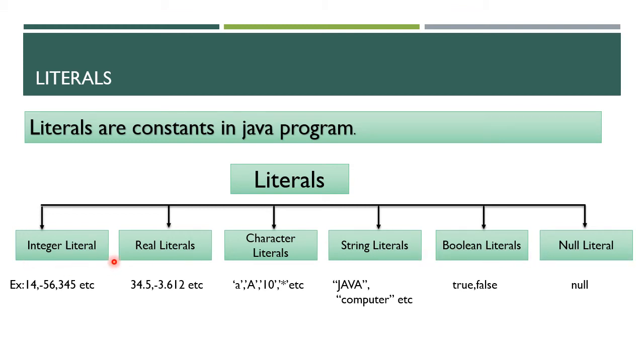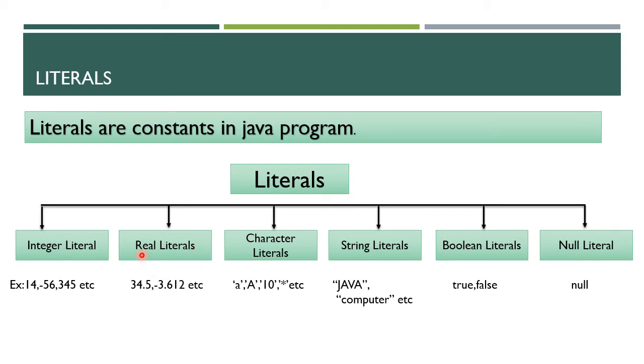Integer literals. The numbers which are represented without decimal points are called integer literals. They are the whole numbers having both positive or negative values. For example, 14, minus 56, 345, etc. are integer literals. Real literals. Real literals are the literals which are fractional numbers. That is, these numbers consist of a decimal point in between them.